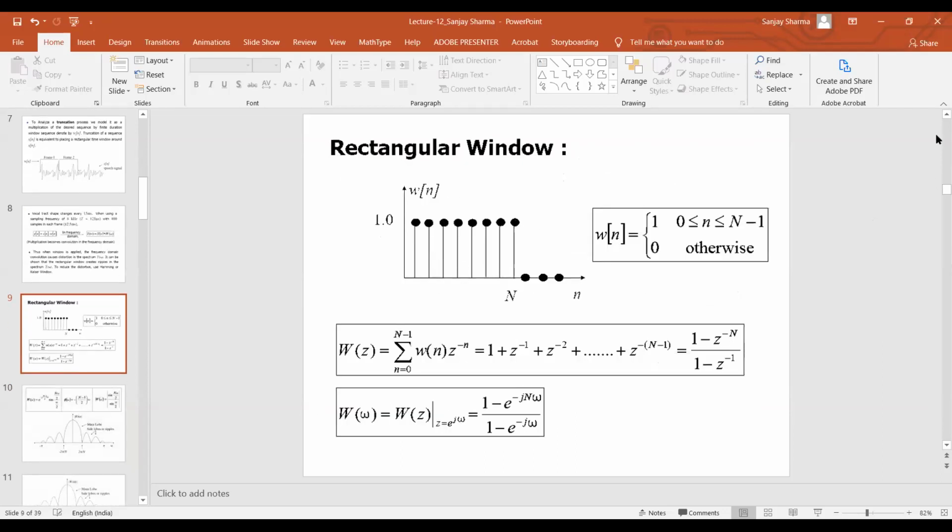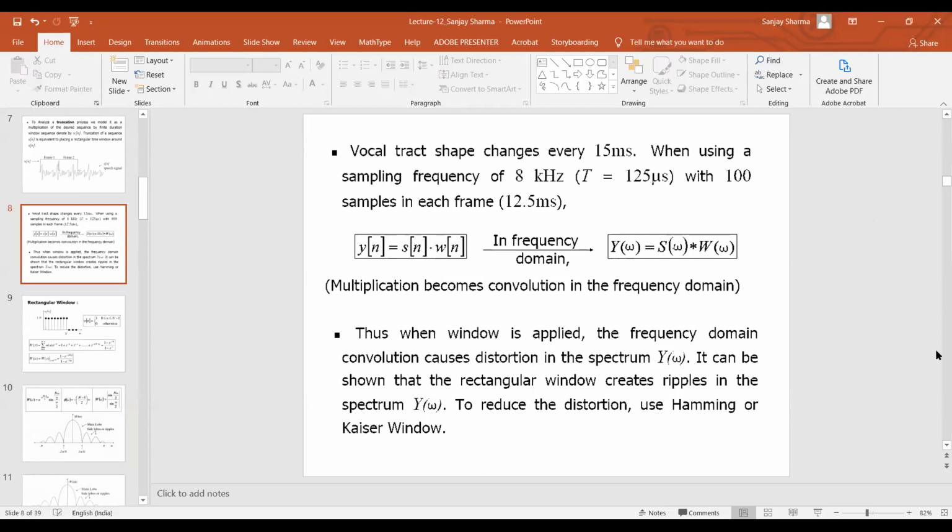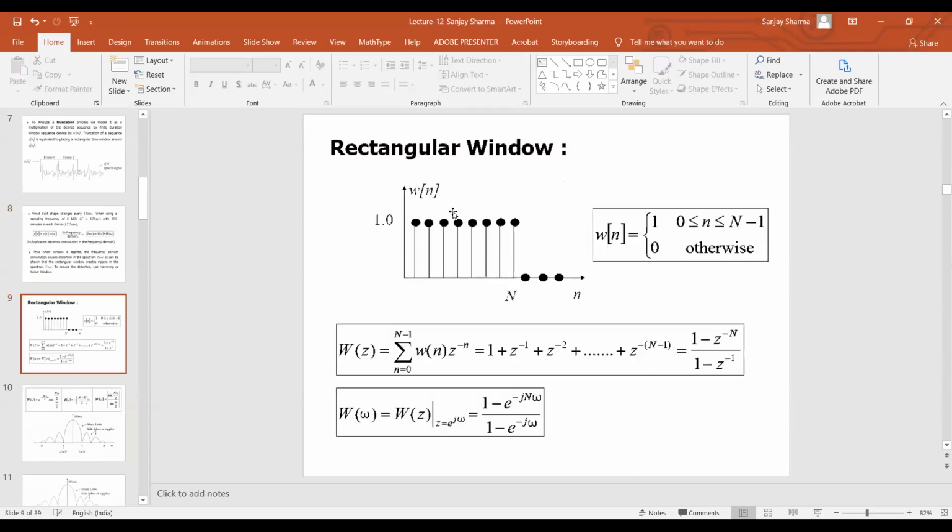Now let us take the first window. The first window is a rectangular window, meaning I want to analyze the samples from 0 to capital N, let's say. From 0 to capital N, the sample values are all 1, but the rest of the sample values are 0. That's how I define this window function. What is my window function? w[n] equals 1 from 0 to N minus 1, and 0 otherwise.